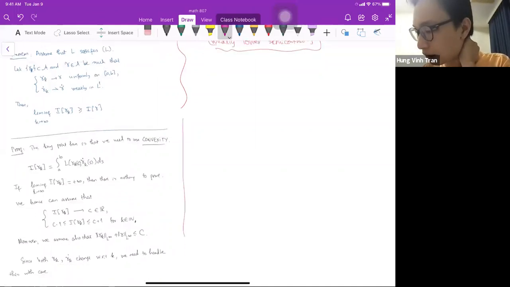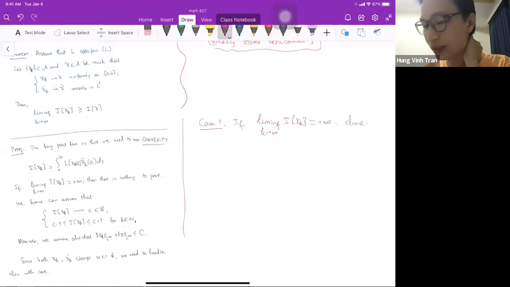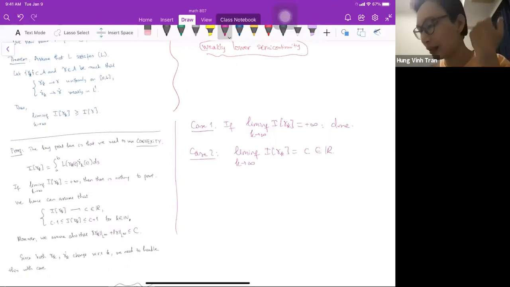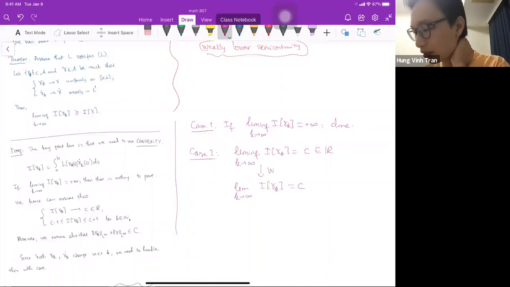What do we have? The first, easy case is that if the lim inf of I of gamma k as k goes to infinity equals plus infinity, then we are done. There's nothing to prove because it's automatically greater than or equal to I of gamma on the right hand side. So we only need to consider case number 2, in which lim inf as k goes to infinity of I(gamma k) equals a constant c in R. By extracting a subsequence and renaming it, we can assume that the limit as k goes to infinity of I(gamma k) equals c, without loss of generality.